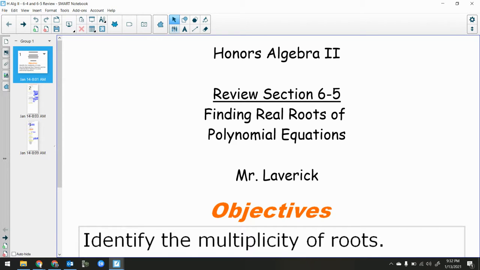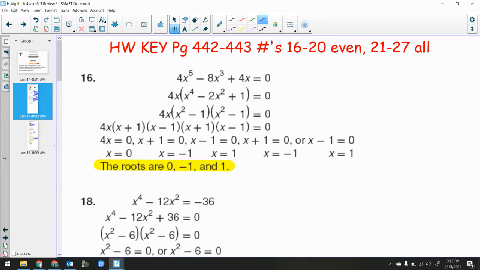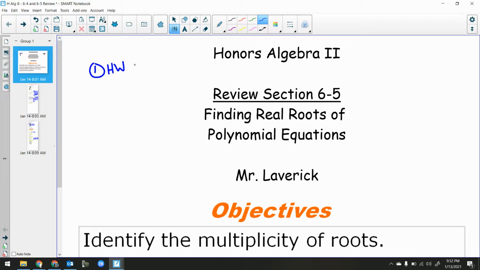All right, so here's the agenda for today. First thing I'd like you to do is get out the homework, okay? The section 6.5 homework that you probably did mostly in class yesterday. It's page 442 and 443. So we're gonna get that out and go over the homework key, and I'll go through all of the answers and just give you some pointers on things that I saw or things that I think you might want to watch out for.